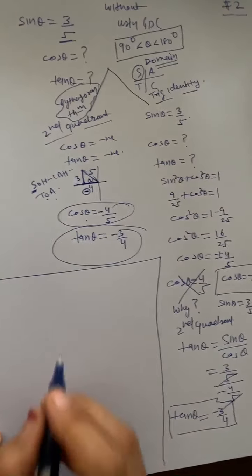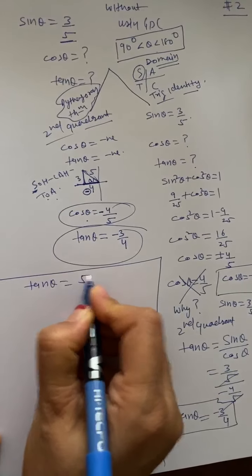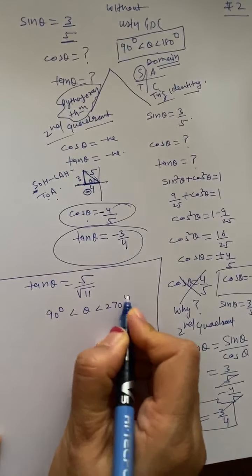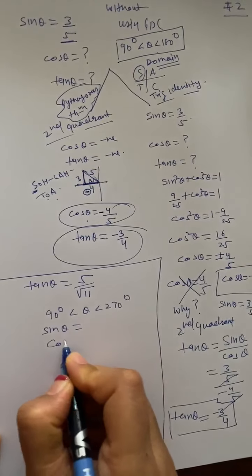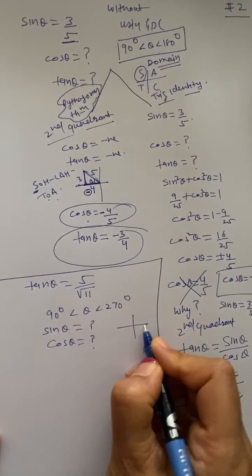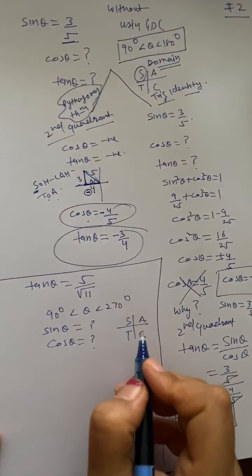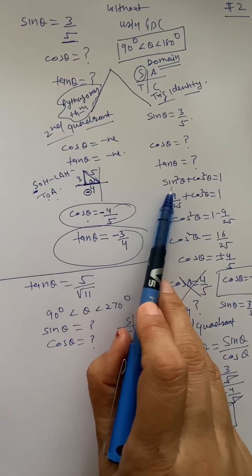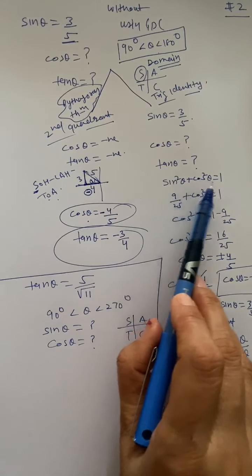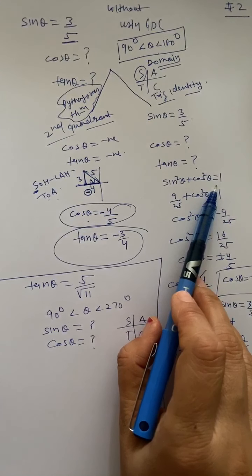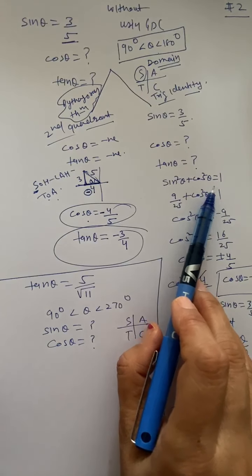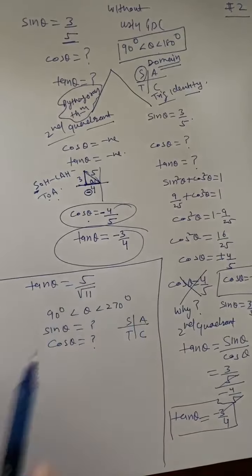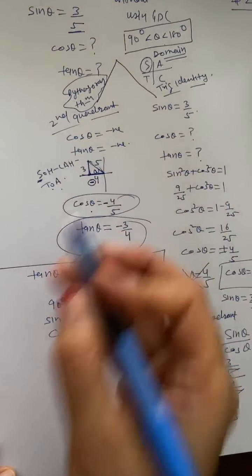I'm going to do a few more questions here. So tan theta is equal to 5 over square root of 11, and now it's given that theta is between 90 and 270 degrees, and you have to find sine theta and cos theta. Here you can use the trig identities, but since we are only using sine square theta plus cos square theta is equal to 1, and I'm not going to do much on the remaining three trig ratios, secant, cosecant, cot, I'm not going to approach this using trig identities. So I'll use Pythagoras theorem and SOHCAHTOA.